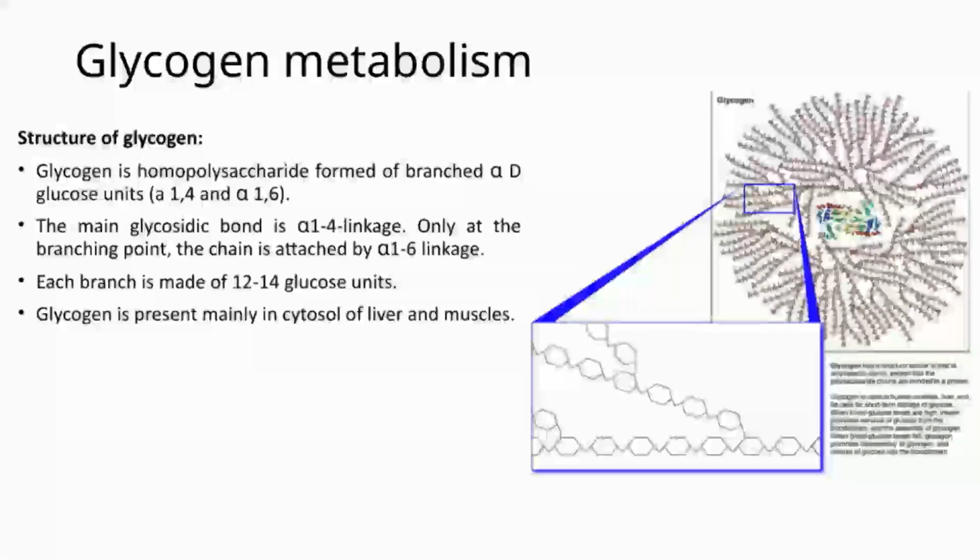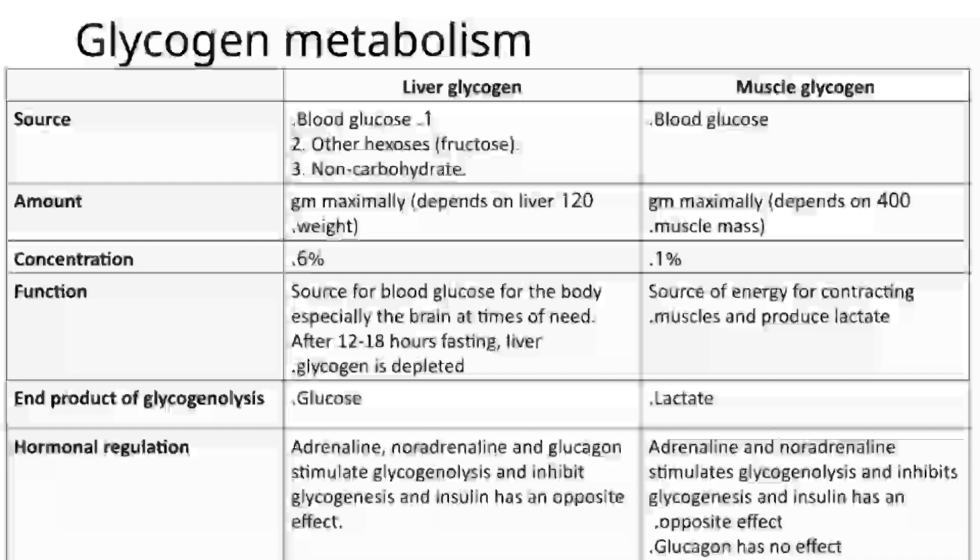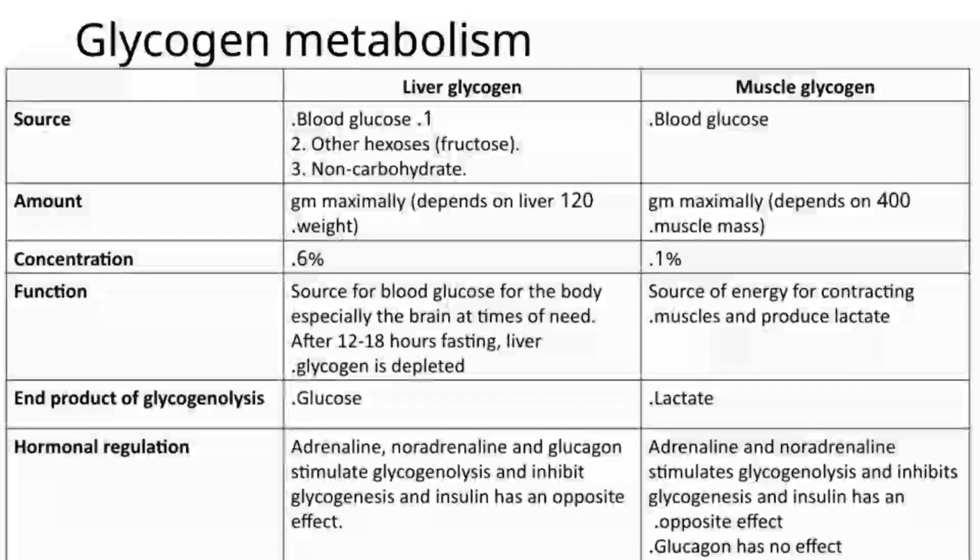a reliable energy reserve. Let's take a closer look at the glycogen stored in the liver and muscles. Starting with the liver glycogen, it primarily comes from blood glucose, but it can also be derived from other hexoses like fructose, as well as non-carbohydrate sources. The maximum amount stored in the liver is about 120 grams, though this can vary depending on the liver's size. The concentration is roughly 6%. The main role of liver glycogen is to serve as a backup source of blood glucose, especially vital for the brain during times of need. After fasting for about 12 to 18 hours, liver glycogen stores are usually depleted.